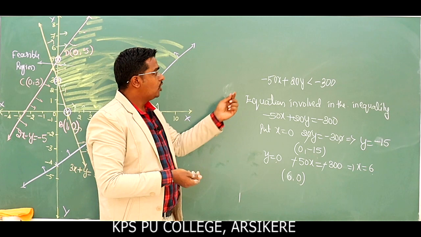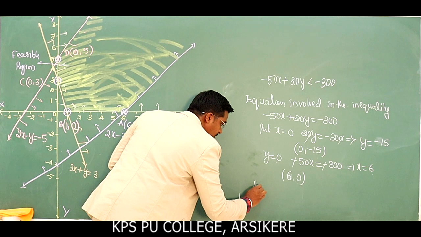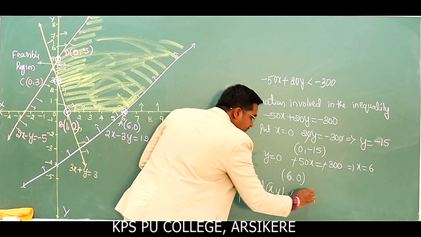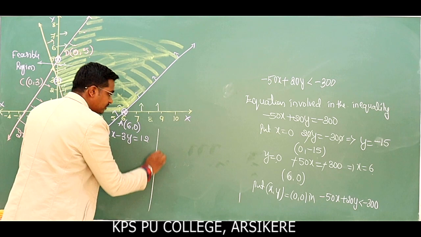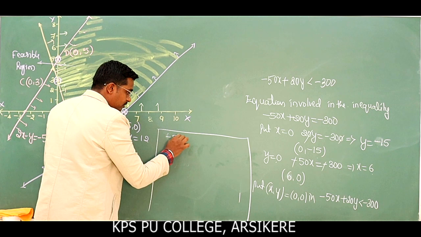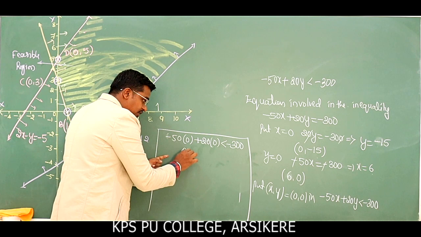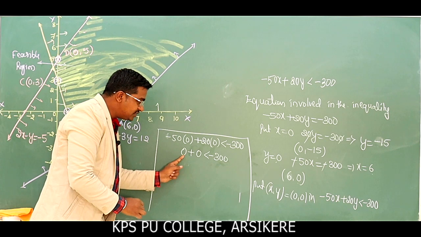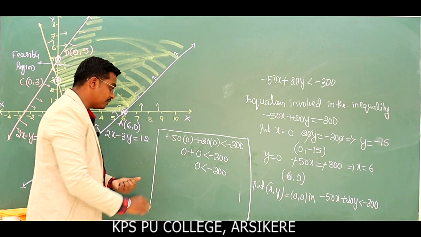Next we have to check whether the solution region is towards the origin or away from the origin. For that purpose, substitute x is equal to 0 and y is equal to 0 in the given inequality: minus 50x plus 20y less than minus 300. Minus 50 into 0 plus 20 into 0 less than minus 300. That is 0 plus 0, so 0 less than minus 300. So this inequality is false, because minus 300 is less than 0.